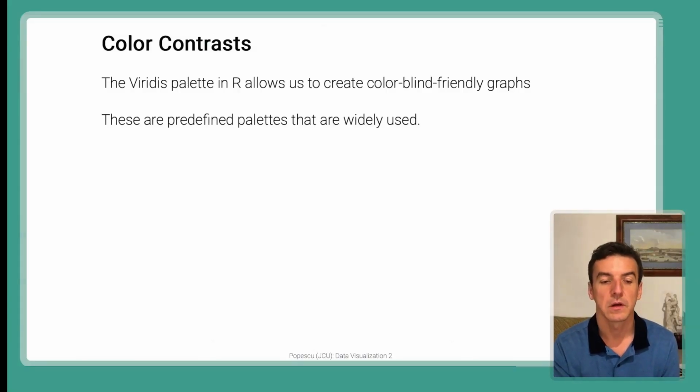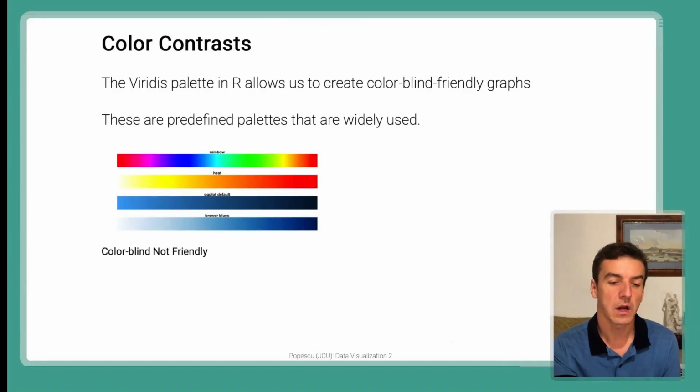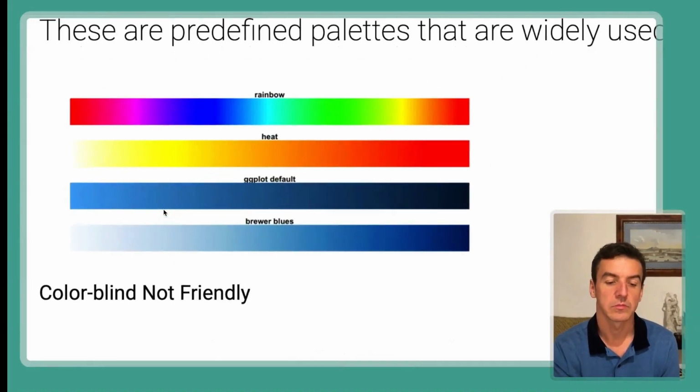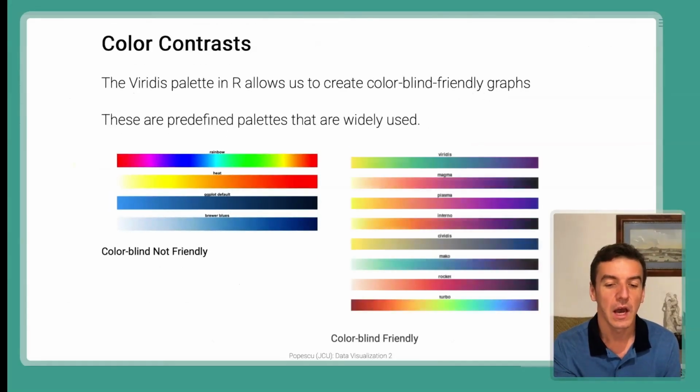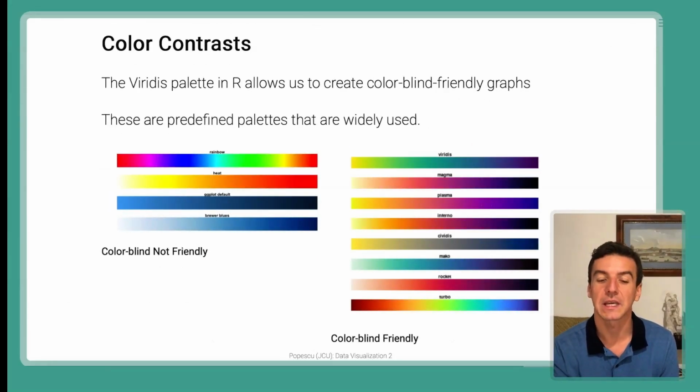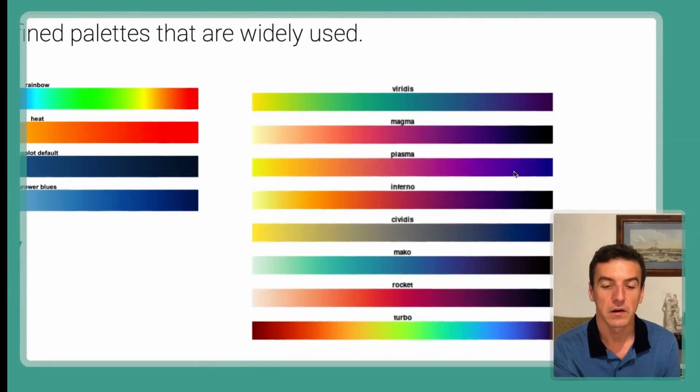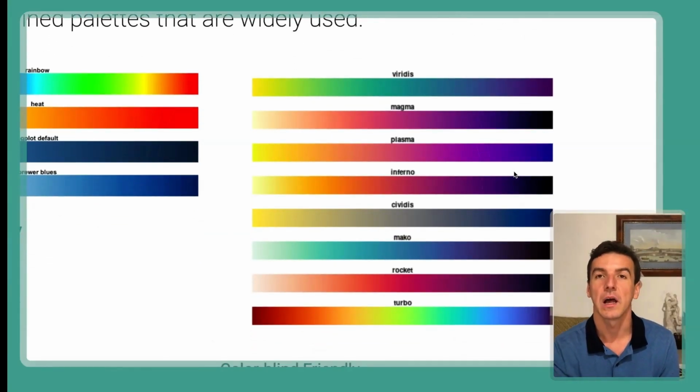There's a Viridis palette that allows R to produce visualizations that are easily read by people who are colorblind. So these are kinds of palettes that are not colorblind friendly and that are frequently used by ggplot. These are the non-colorblind friendly colors that we have been using so far. And these are the Viridis schemes. So these are the type of schemes that are helpful and easily accessible by colorblind people.